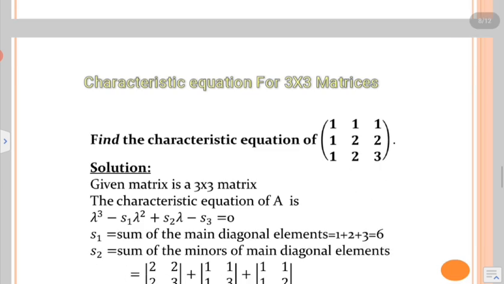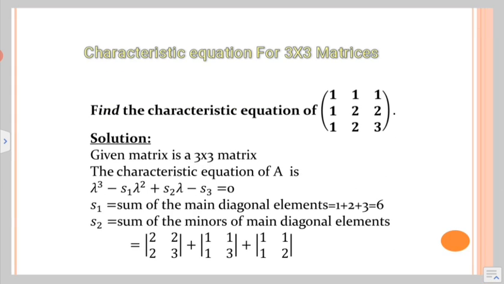Now, let us move on to the next subtopic: how to find the characteristic equation for 3 by 3 matrices. Let us take a problem on 3 by 3: 1, 1, 1, 1, 2, 2, 1, 2, 3. The given matrix is a 3 by 3 matrix. What is the formula for the characteristic equation? It's a 3 by 3, so the equation will be cubic in nature. Therefore, it is lambda cube minus S1 lambda square plus S2 lambda minus S3 equals 0.